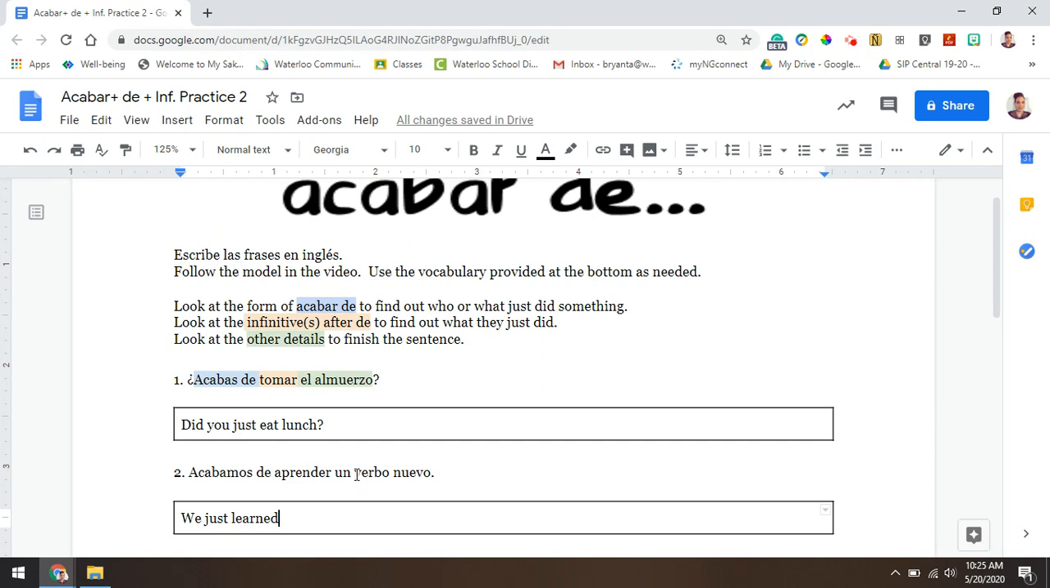What is it we learned? Un verbo nuevo. We just learned a new verb. Okay? Acabamos de aprender un verbo nuevo. We just learned a new verb.